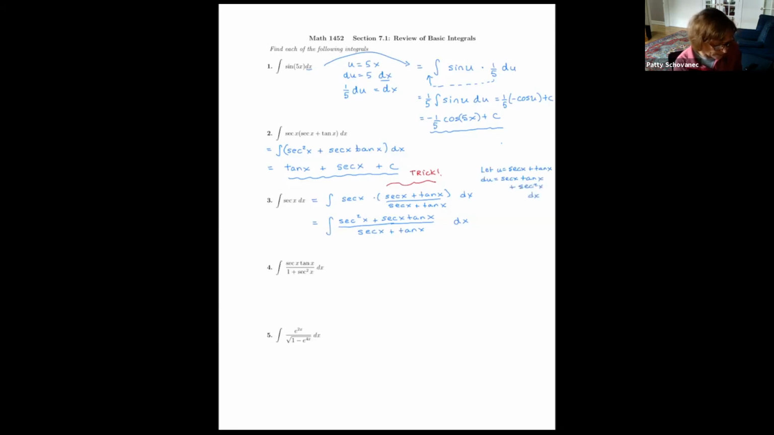See, this is u right here. All of this stuff is du. And this little multiplying by 1 trick gave me a 1 over u du integral. And that's just the natural log of u. We should put it in absolute value, because in this case, my u term can be positive or negative. My u term was the secant of x plus the tangent of x.